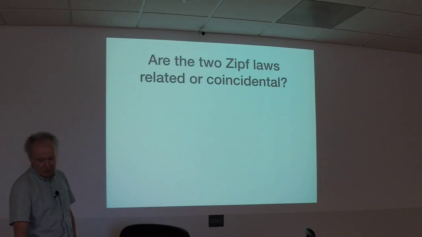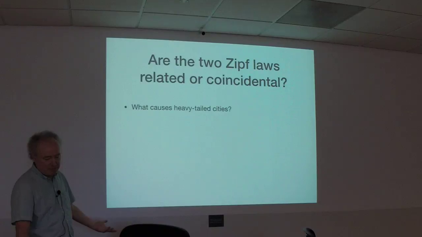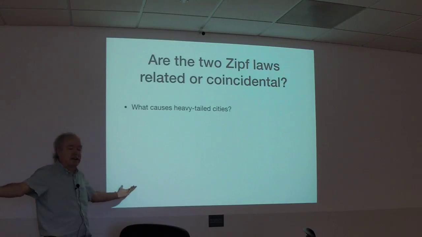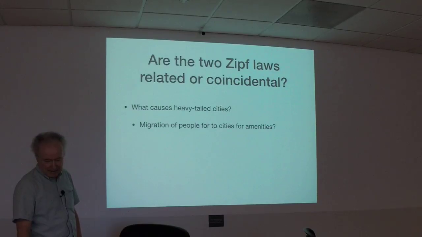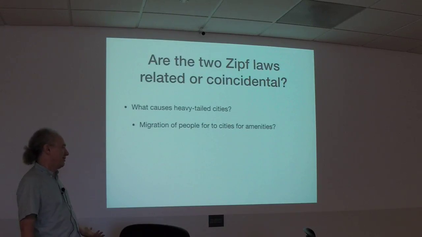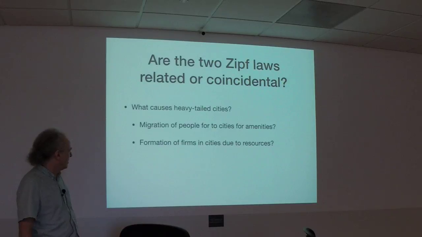Okay. How are these two Zipf laws related? Are they related, or could it be just complete coincidence? Could be there's some stochastic process going on in the background that produces these things. For example, what causes heavy-tailed cities? Do people migrate to cities because the cities have nice things, because they have the Metropolitan Museum of Art? Why do people move to the city in the first place? Why do firms form in cities? Is it due to the fact that the cities have good resources?